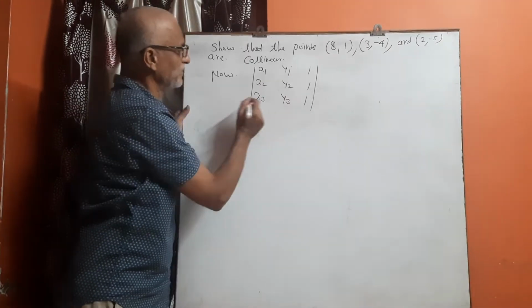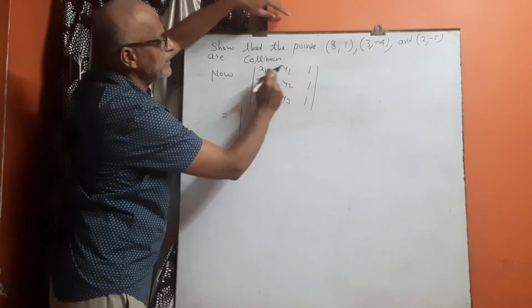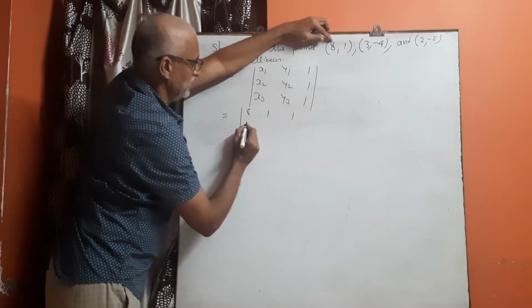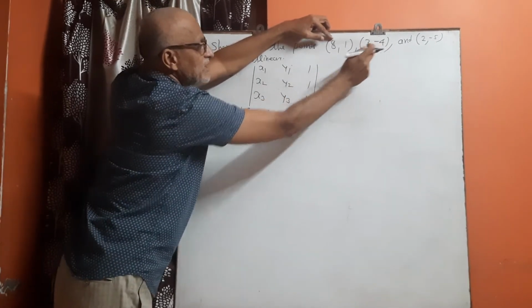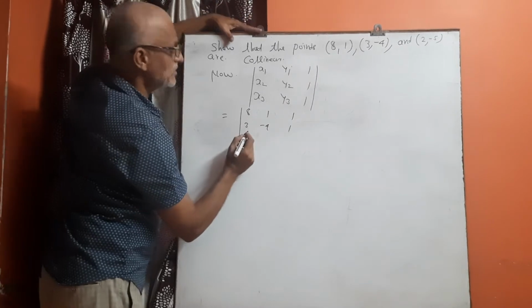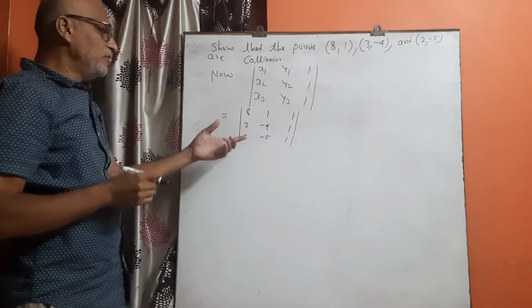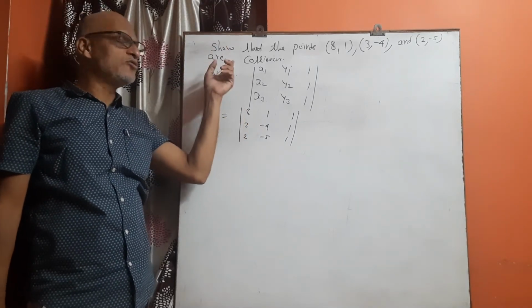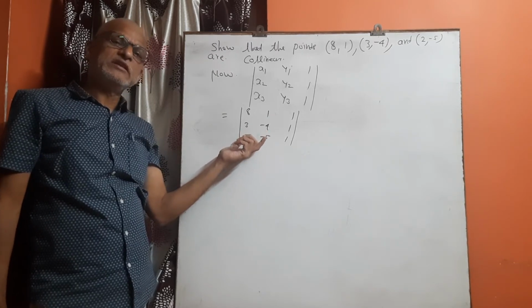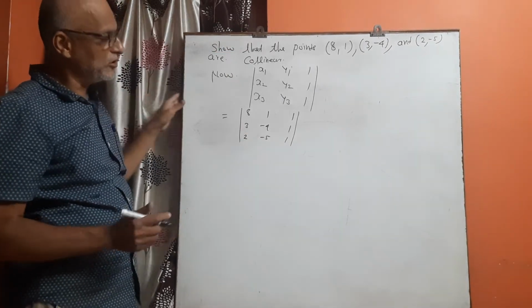So let us substitute. This is equal to the determinant of x1, y1, 1, that is 8, 1, 1; x2, y2, 1, that is 3, -4, 1; and the third one, x3, y3, 1, that means 2, -5, 1. If the value of this determinant is equal to 0, the points are collinear. If it is not equal to 0, the points are non-collinear. So let us verify whether the points are collinear or non-collinear.